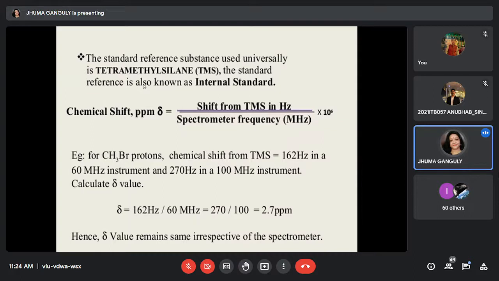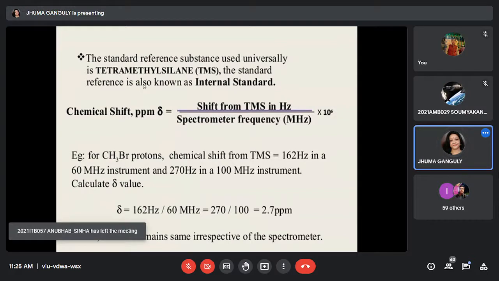So chemical shift is expressed in ppm, and you can write down the designation as delta. So delta is equal to the shift from TMS in hertz divided by the spectrophotometer frequency in megahertz, into 10 to the power 6.